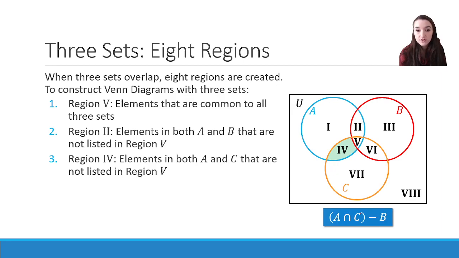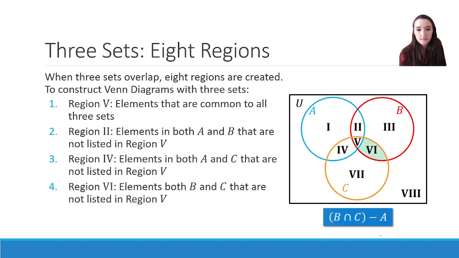Region 4 is going to be very similar. This is elements in A and C that are not in region 5, so in other words, not in B. So this ends up being A intersected with C minus B. And region 6, again, similar. Elements both in B and C that are not listed in region 5. So in B and C, but not in A. So B intersected with C, and then we remove anything in A.